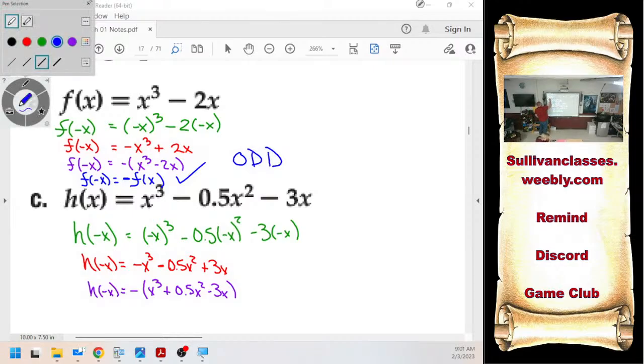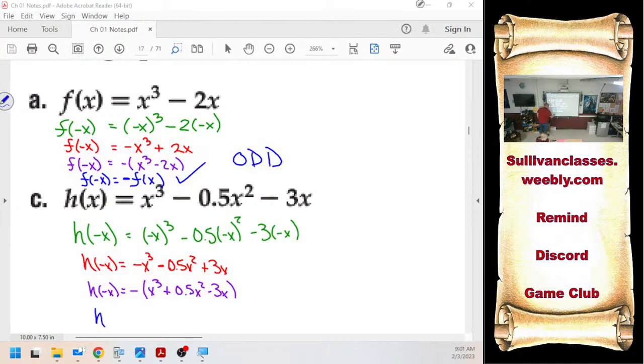So then at the end, I've got h of negative x does not equal h of x. That was this part. It wasn't the exact same. And it does not equal negative h of x. I plugged in a negative x, and neither of those two special things happened. So I'd say neither.